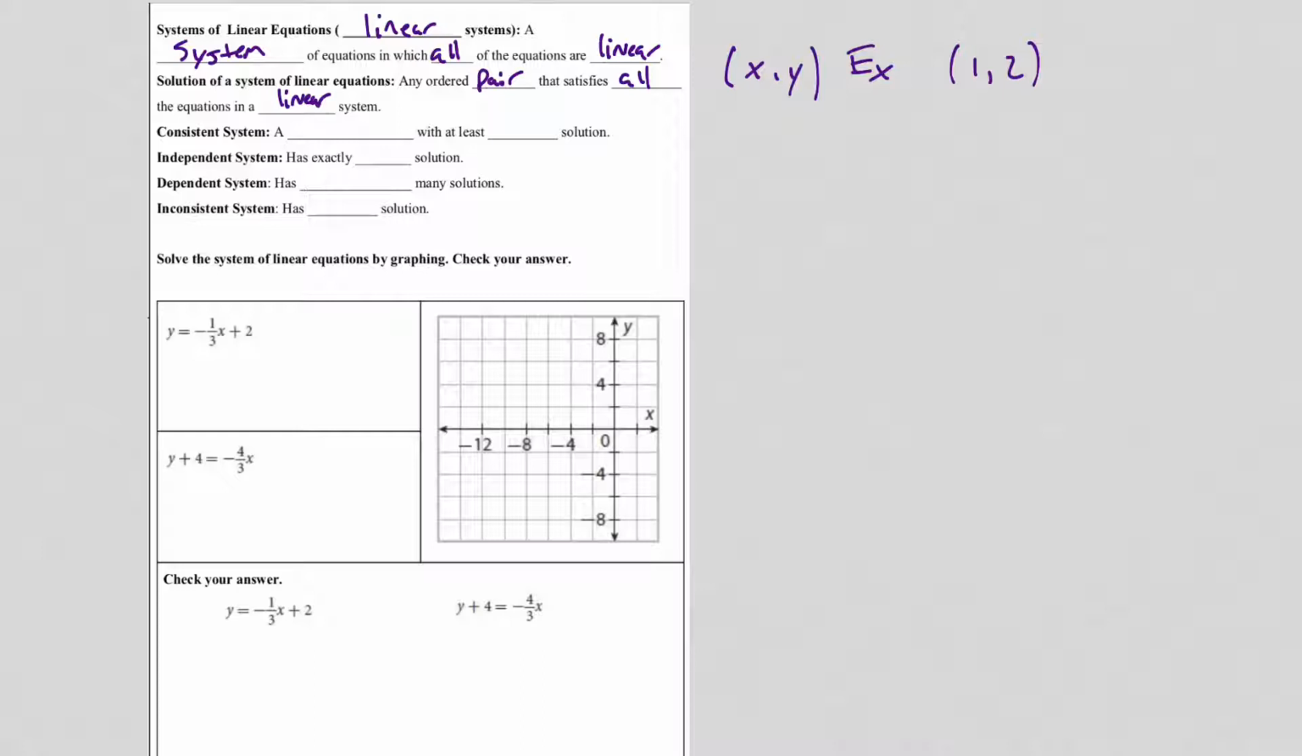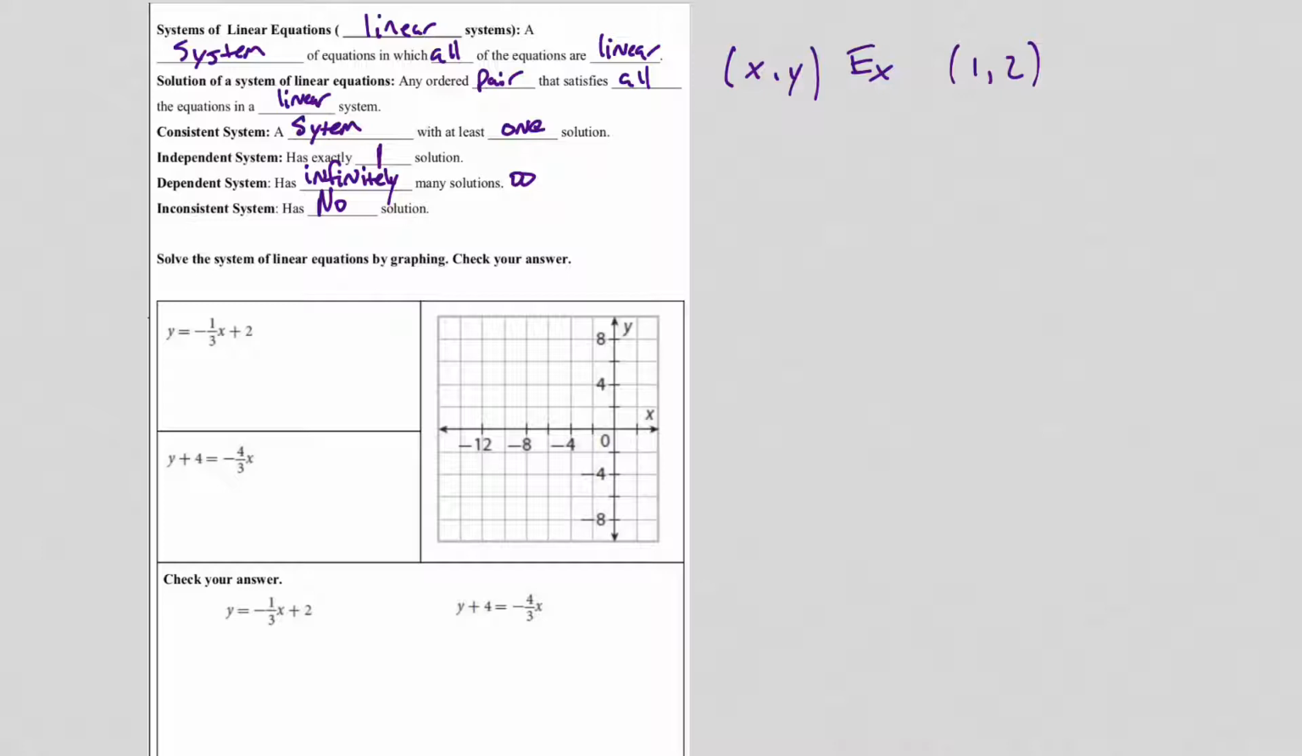So a consistent system is a system of linear equations with at least one solution. An independent system has exactly one solution. A dependent system has infinitely many solutions, otherwise known as this symbol. That's the infinity symbol right there. And an inconsistent system has no solutions. So, let's take a look at an example.